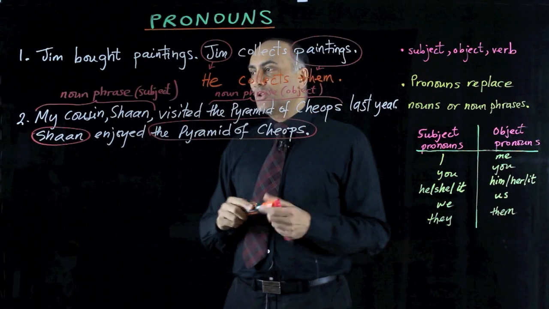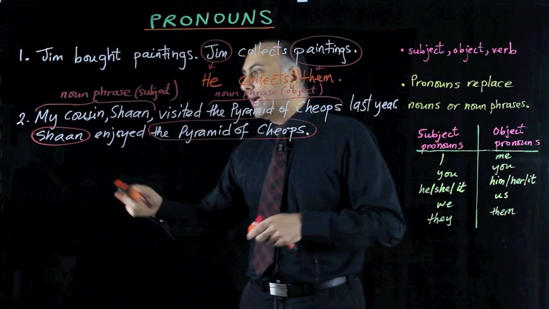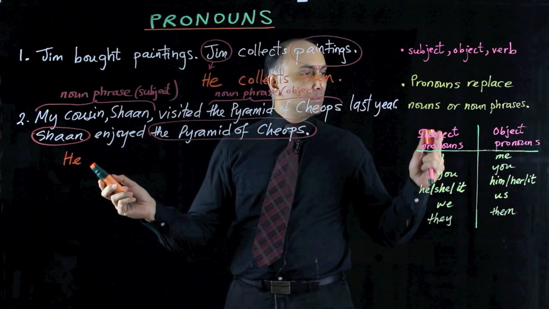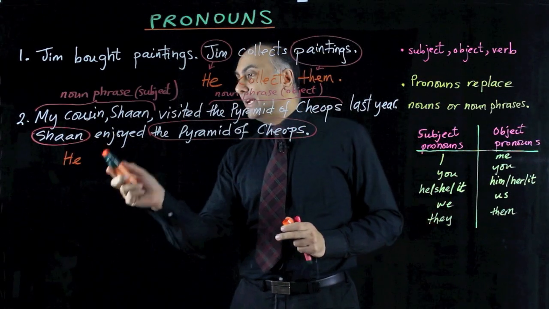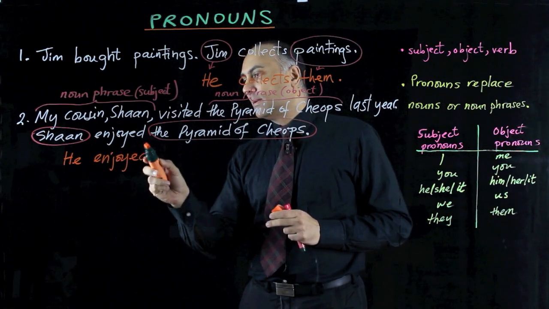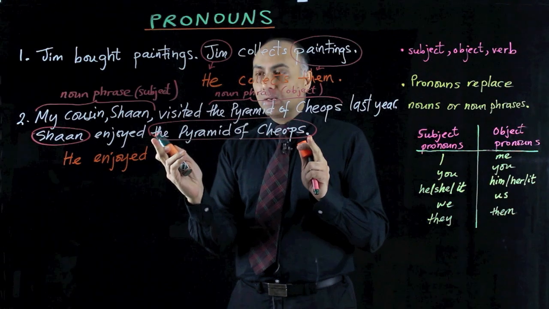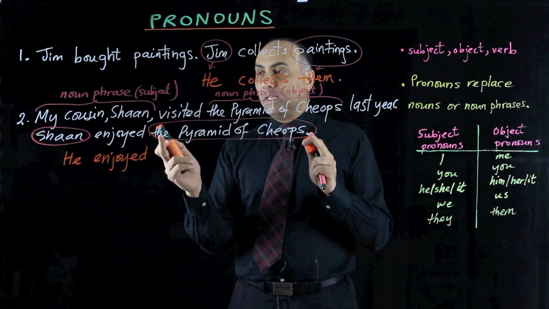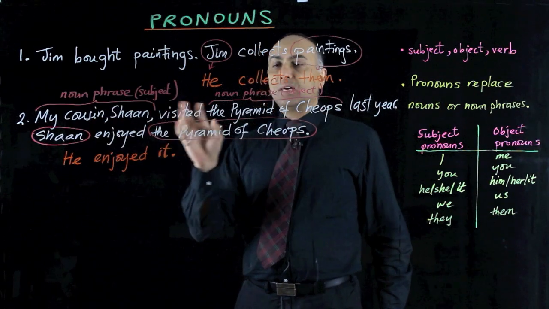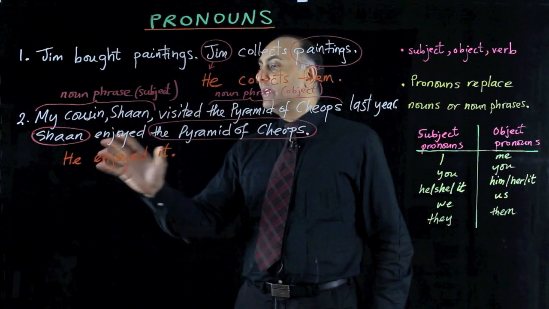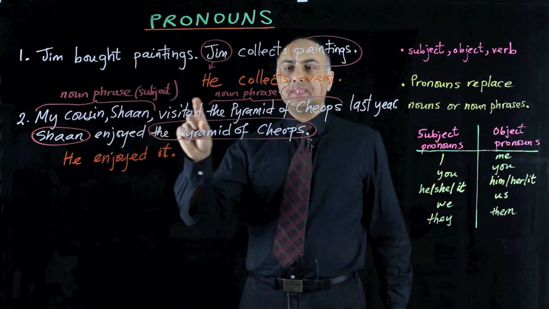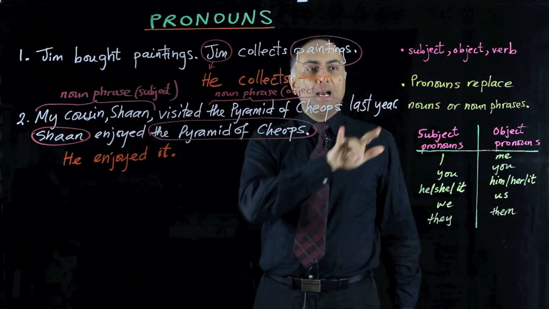So we would actually write that follow-on sentence as he, because that is the subject pronoun. Enjoyed, the verb doesn't change. And all of this is the object, the pyramid of Cheops. And that would be an it. So, my cousin Shan visited the pyramid of Cheops last year. He enjoyed it.